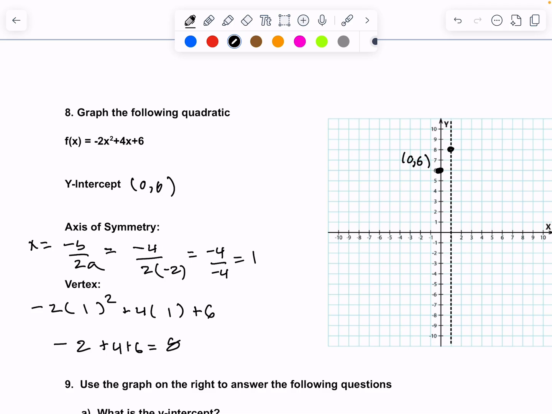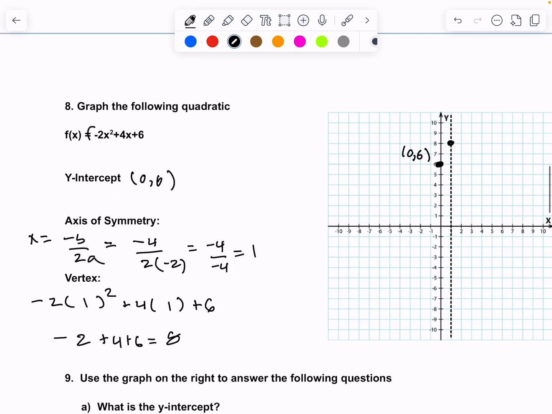Okay, now my pattern, we have the negative 2 in front, so my pattern normally is 1, 3, 5, but I multiply the pattern by negative 2. So it's over 1, down 2, over 1, down 6, over 1, down 10. Okay, so if I go over 1, down 2, it's right here. That's the point 2, 6.